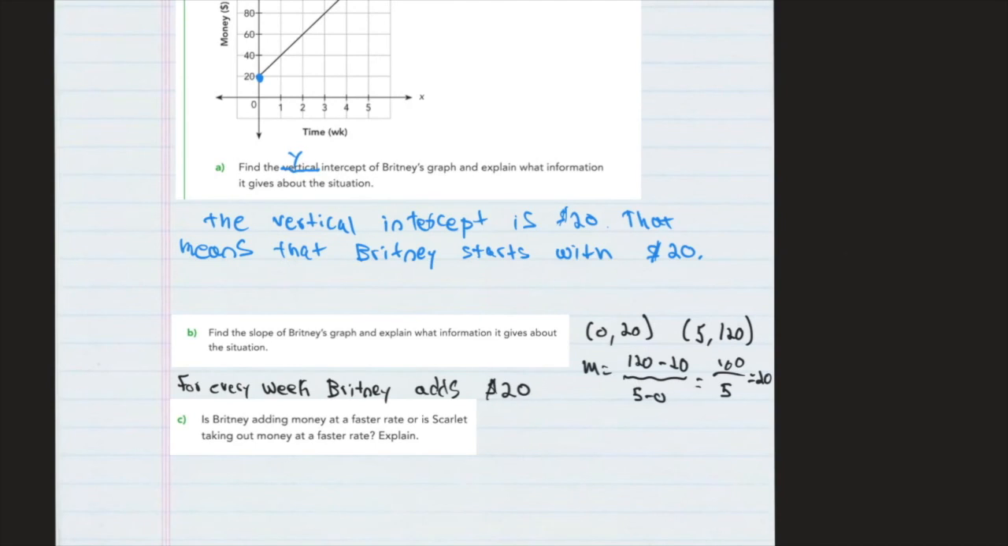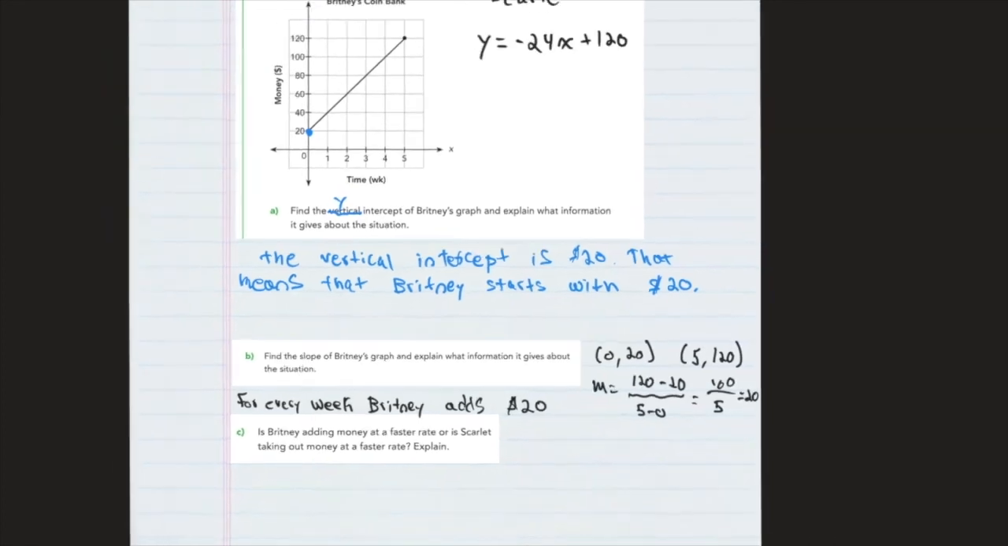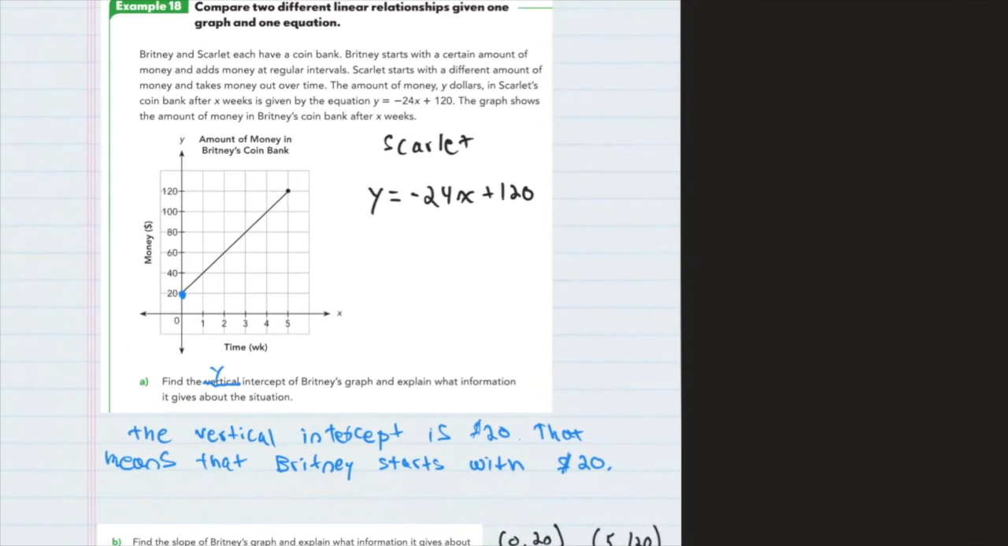Part C says, is Brittany adding money at a faster rate, or is Scarlett taking out money at a faster rate? So let's compare the rates of those two slopes. So for Brittany, the slope is 20. And for Scarlett, the slope is negative 24. So Scarlett is taking out $24 each time, and Brittany is putting in $20 each time.